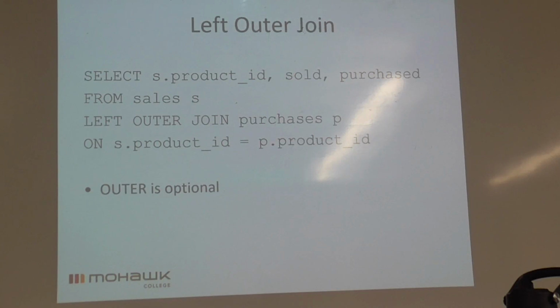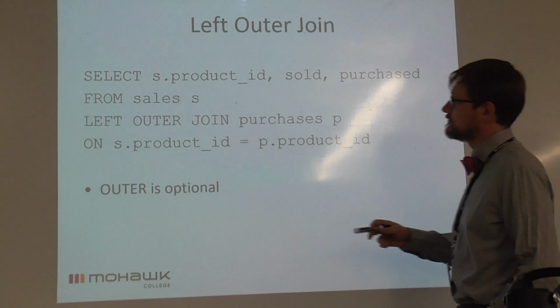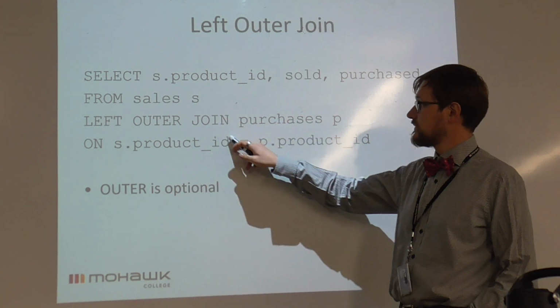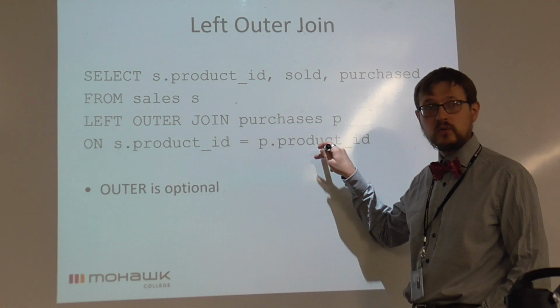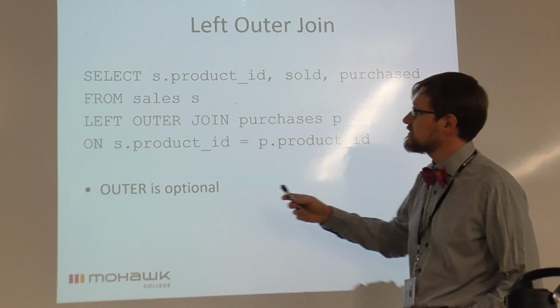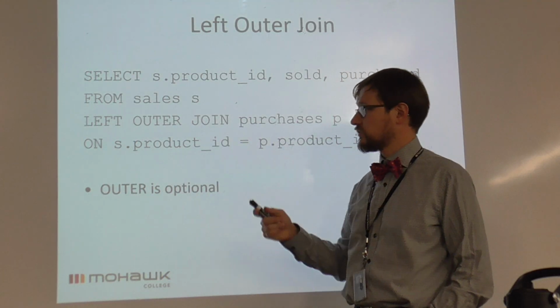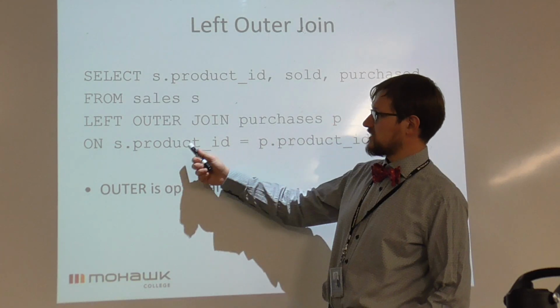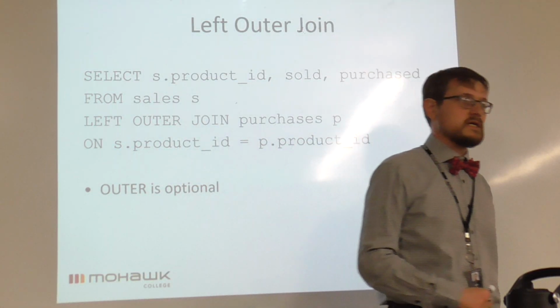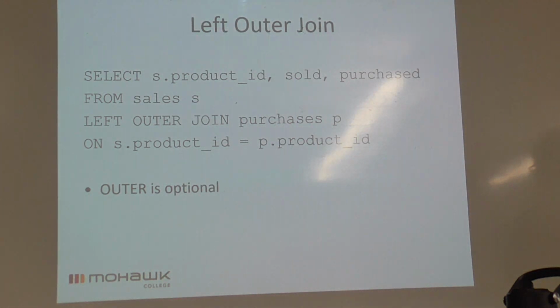So, let's now consider a left join. As you can see, this is the same query. The only difference, we are asking for a left outer join rather than an inner join. Notice that the term outer is optional. If it's a left join, it is presumed a left outer join. There is no such thing as a left inner join. There is only one type of inner join.